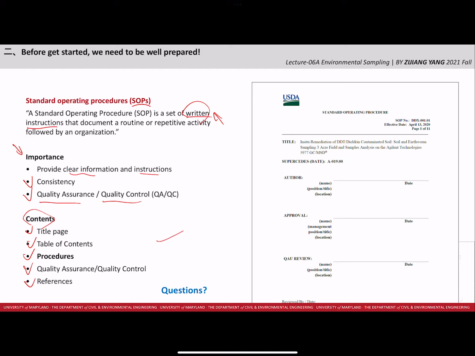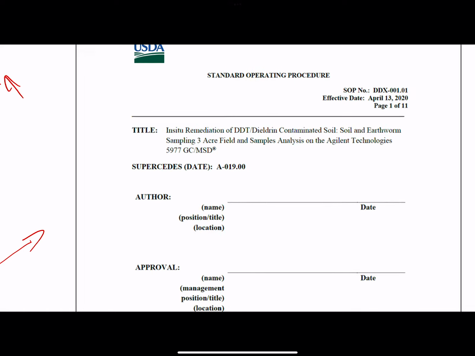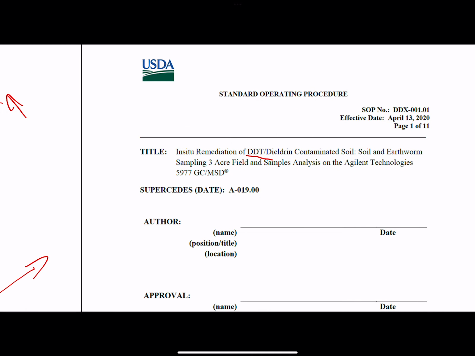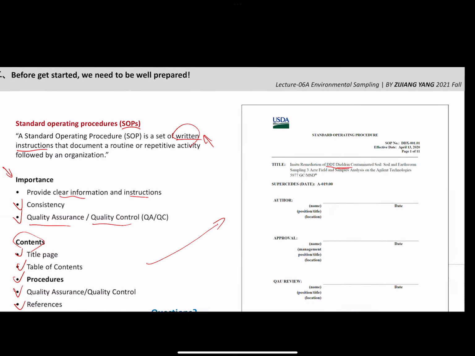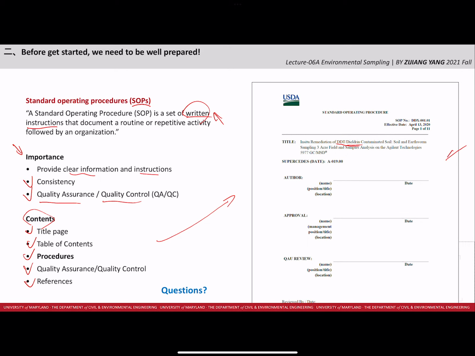And here is an example of the SOP of my project. As I mentioned in the first class, I'm doing soil pollution. And we can see that this is the sampling of DDT and dieldrin in the soil. And this is available on ENCE. So when you are developing your own SOP, you can take a look at this sample SOP.